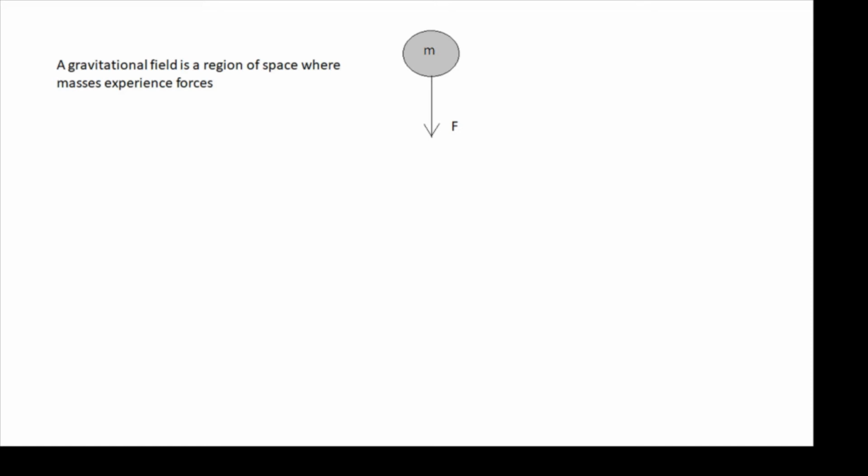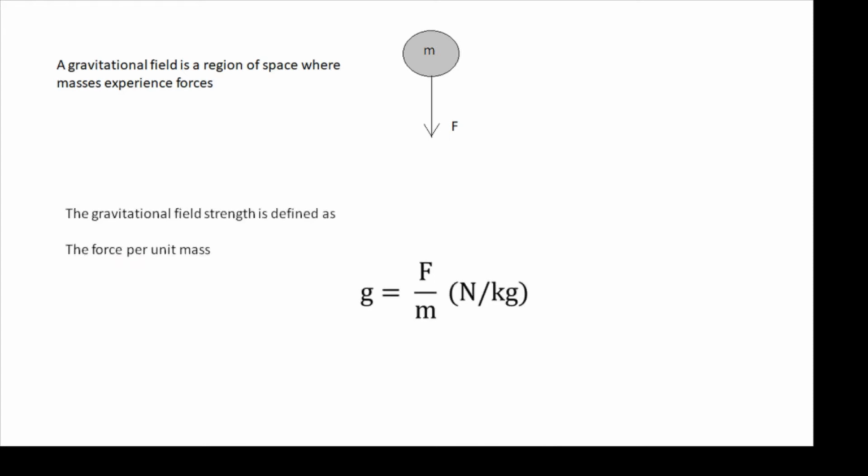An electric field, charges experience force. In a magnetic field, there's a few things: currents and moving charges and other magnets. In a gravitational field, masses experience forces. And we define the strength of the field as the force per unit mass, and little g is the strength of a gravitational field, measured in newtons per kilogram. So g equals F over m, or F equals mg, which you hopefully recognize.